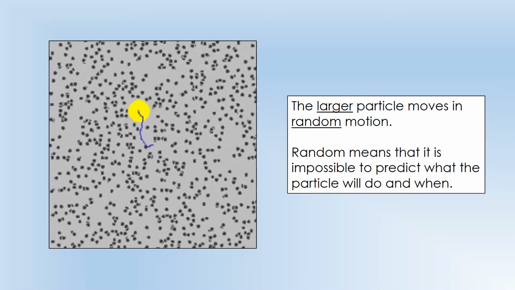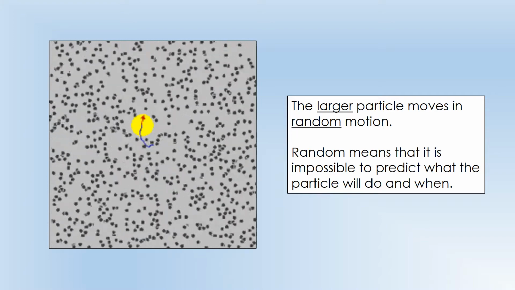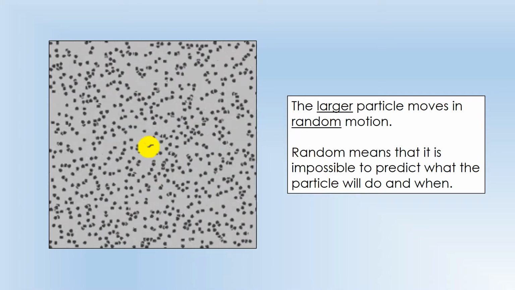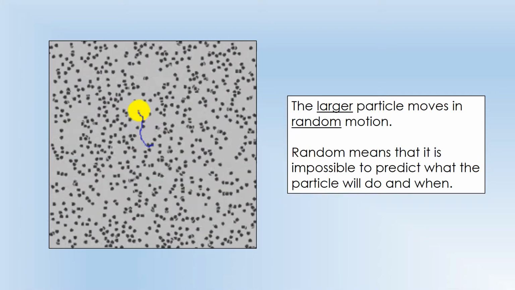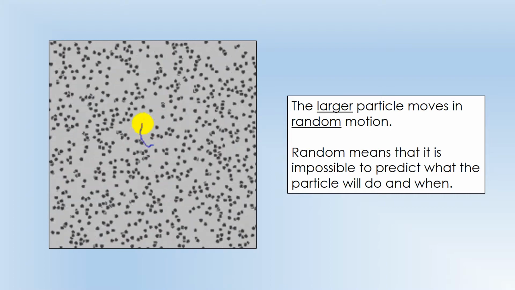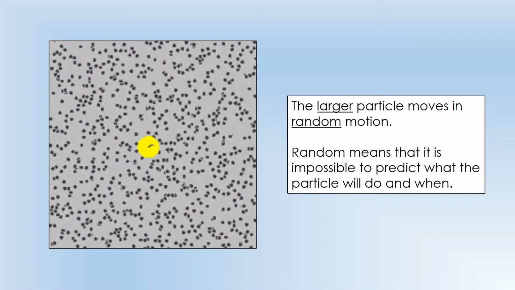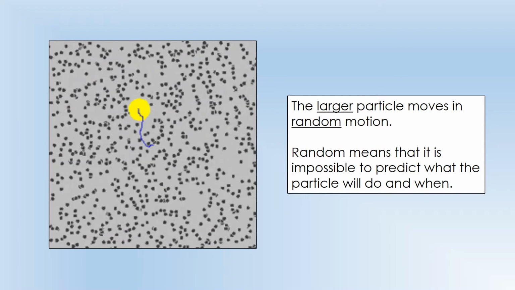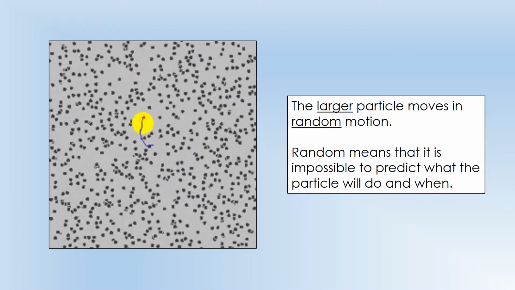And then you watch what happens to that big particle. And what you notice is it moves in random motion. So what does random mean? It means it's impossible to predict what the particle will do and when it will do it. We have no way of predicting what's going to happen.